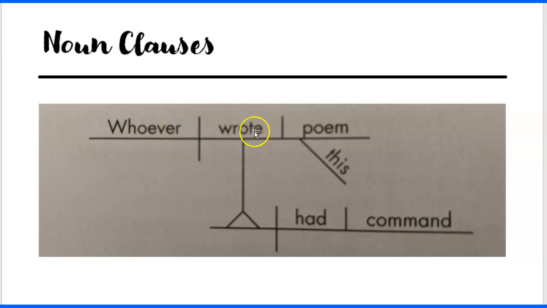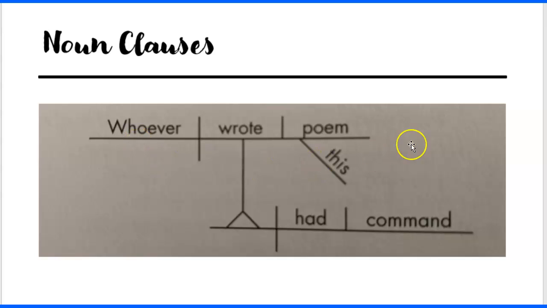So you figure out, whoever did what? Whoever wrote. And then you can kind of sound those off together to make sure it makes sense. Whoever wrote what? Poem. This is just modifying poem. It's directing you. It's a particular poem. Whoever wrote this poem. And then we quickly look and fill in the rest.